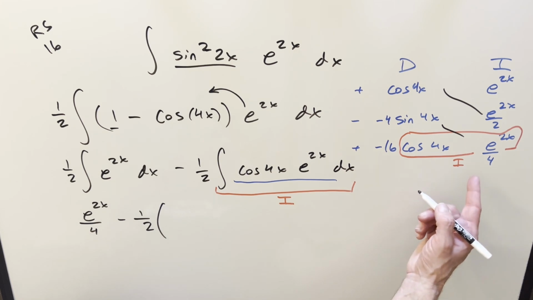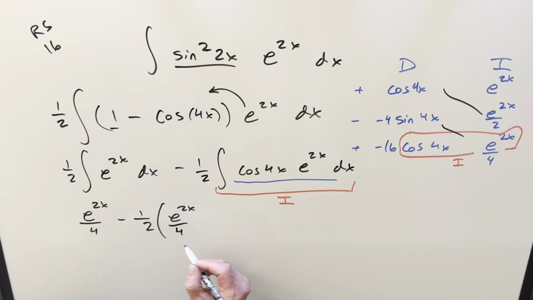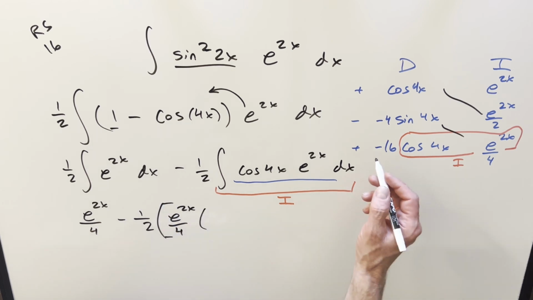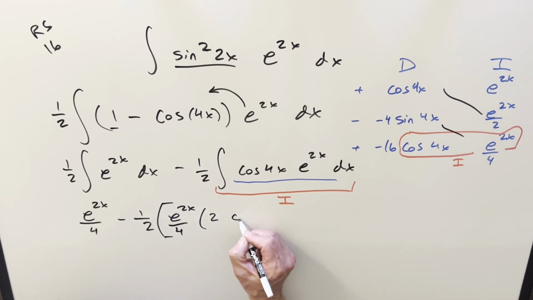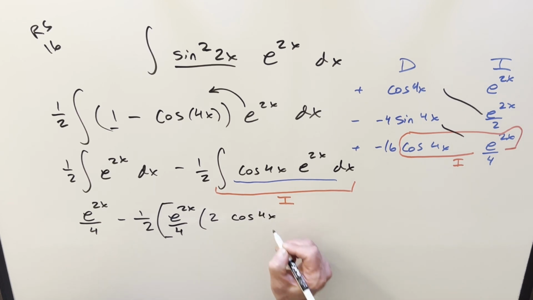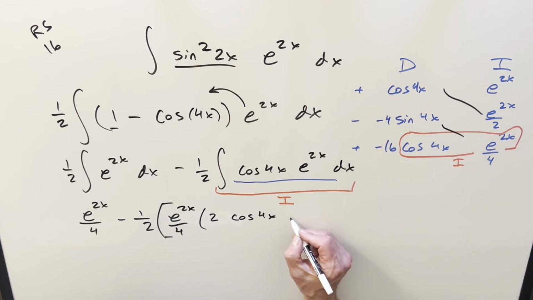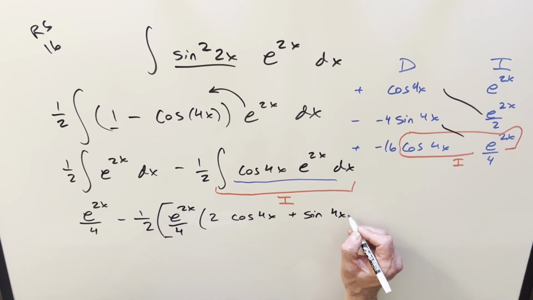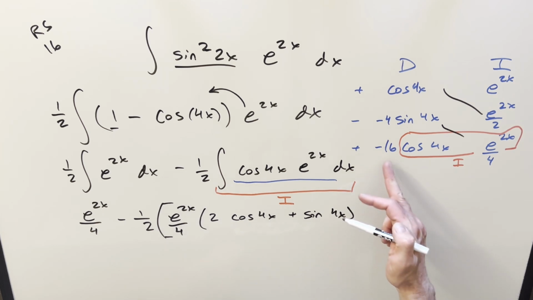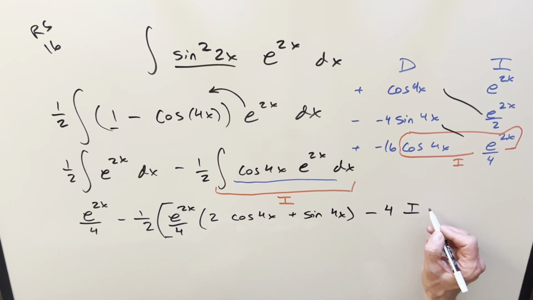But let's factor out in front e to the 2x over 4 because we're going to have that in common. So then this first piece is going to be, because I factored out a 4, we're going to need a 2 in front, so we'll have 2 cosine 4x. Then here, minus times minus is plus, the 4's cancel, and this is just going to become a plus sine 4x. And then minus 16 over 4, this is going to be minus 4I right here.